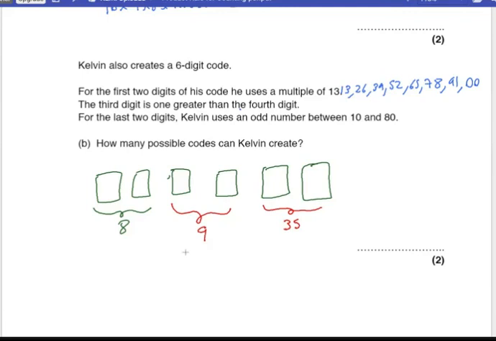Yep, that works. And now we can just multiply these numbers together. So 8 by 9 by 35, and then we are good. All good? Yeah. Great. So let's just work out the answer to this and then we're done. So that is 2520. So there we go.